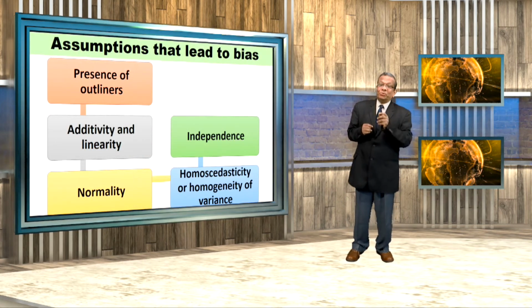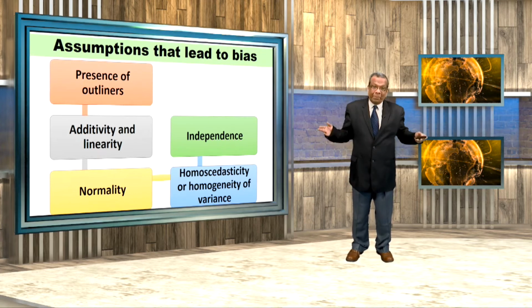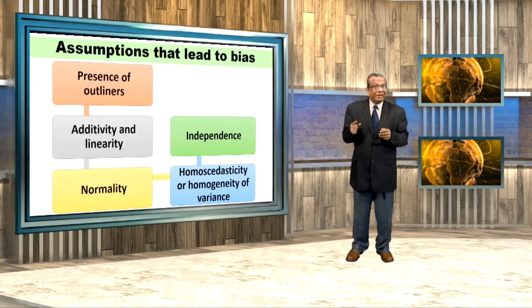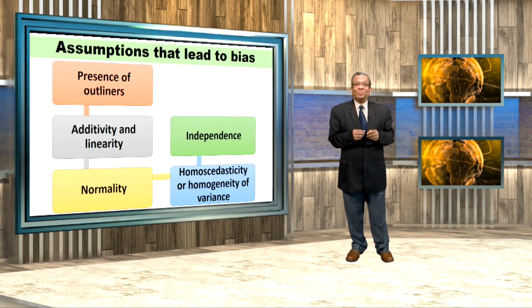Assumptions that lead to bias. Therefore, there are 5 assumptions. And the first assumption is the presence of outliers. We assume that there is no presence of outliers, but sometimes there will be presence of outliers. We have to be careful about them.